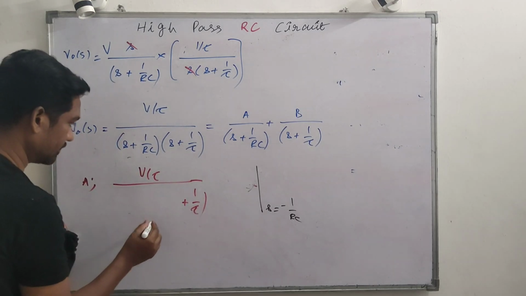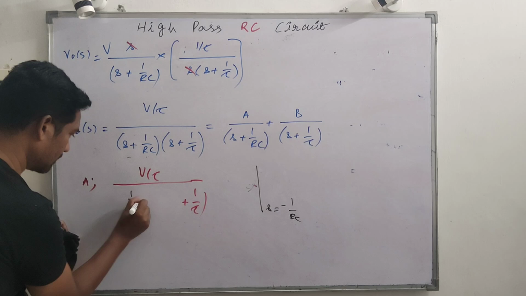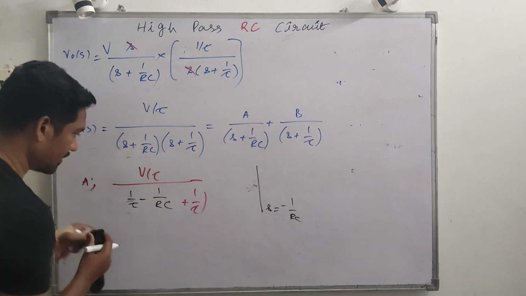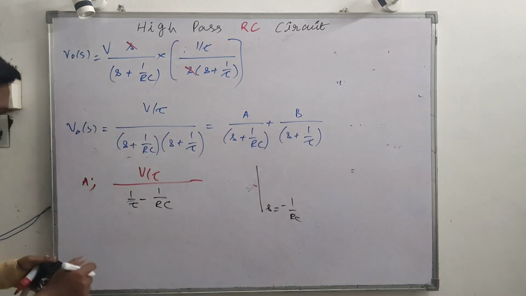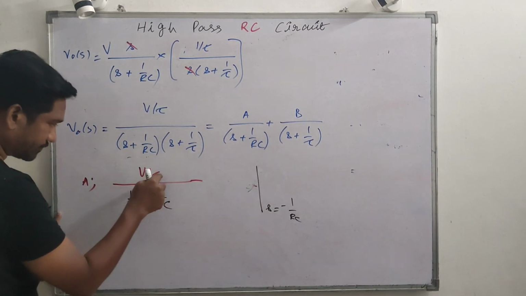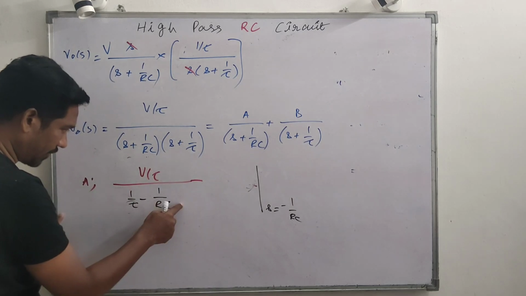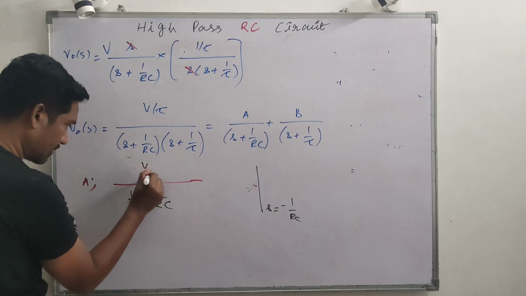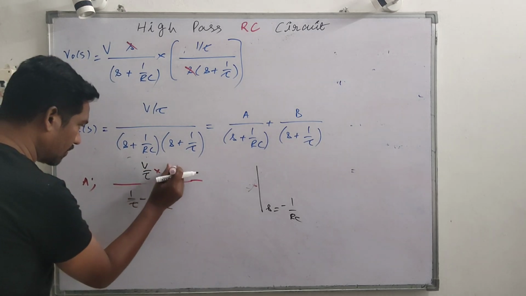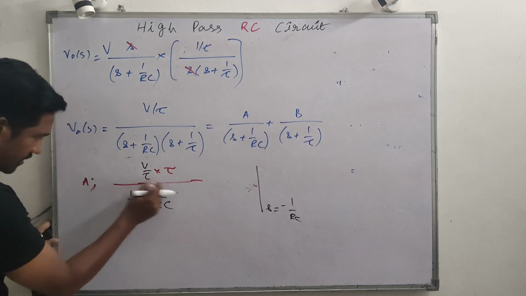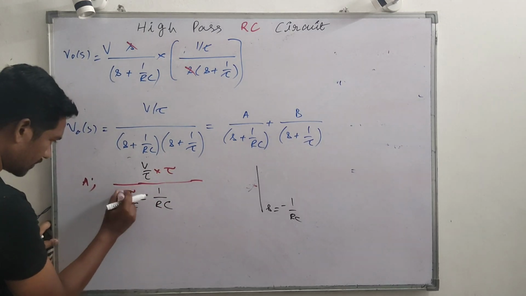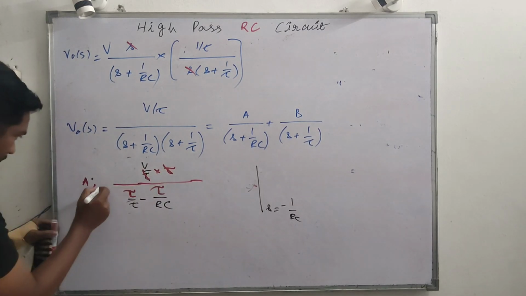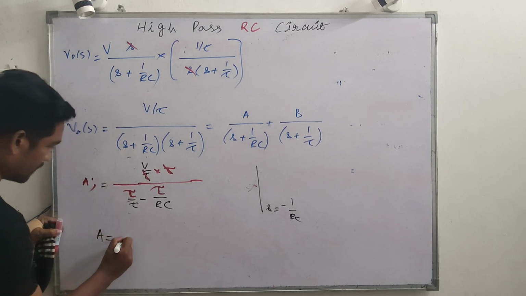Rewriting this one, it's 1 upon tau minus 1 upon RC, and we don't have this anymore. So what if we multiply the numerator and the entire denominator with tau? We're going to have V upon tau, isn't it? And if we multiply into tau over here, and also in the denominator, in the sense multiplying both the terms into tau, this gets cancelled. Fine.